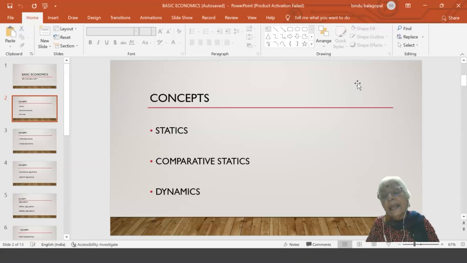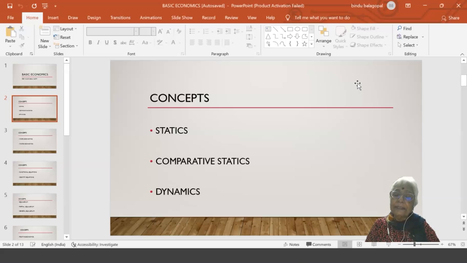But comparative statics would mean that you are comparing equilibrium situations. There is one equilibrium situation, from there you move on to another equilibrium situation. The equilibrium situations are compared, but not the time path. The transition, the variables, how they move from one position to another, is not analyzed in comparative statics.